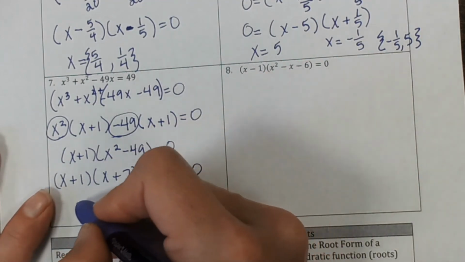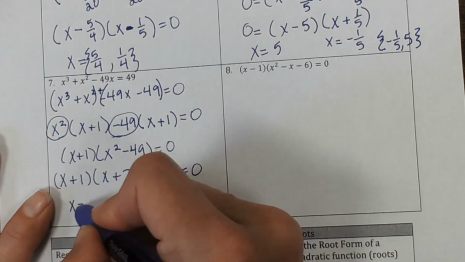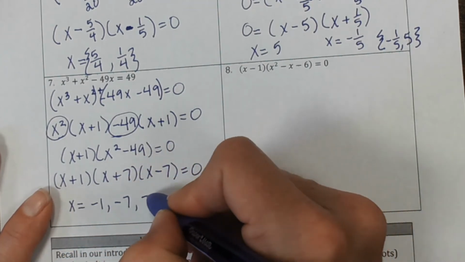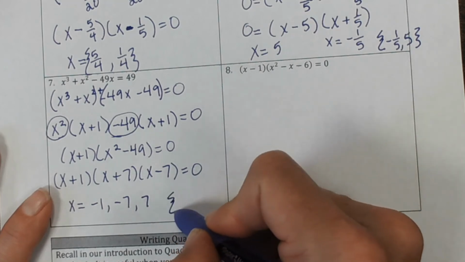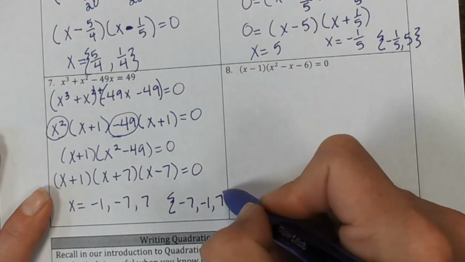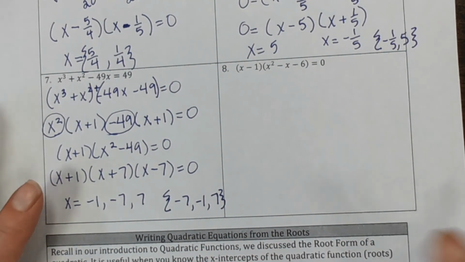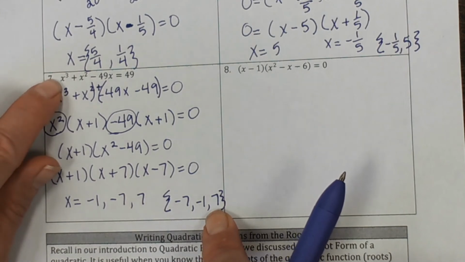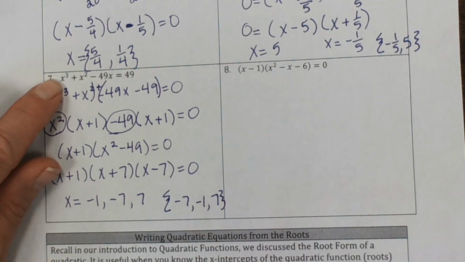And so now I have my solutions. X is equal to negative 1, negative 7, and 7. So we can write it as the set, negative 7, negative 1, 7. And again, we see that there are 3 solutions because our original equation had a degree of 3.